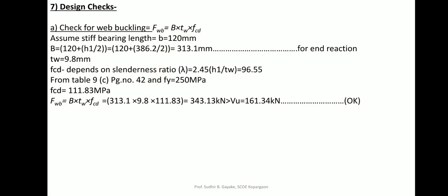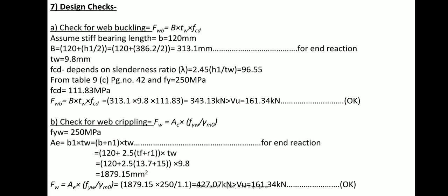So B is assumed in the range of 100 to 150, and TW is nothing but depending upon your dispersion angle, and we are calculating that dispersion angle for only single dispersion. So single dispersion value is H1, and H1 we are going to get directly from the depth of your section. So by considering that value, calculate buckling strength FWB, and this is equal to 343. Again, this value is greater than maximum shear force, therefore it is safe.